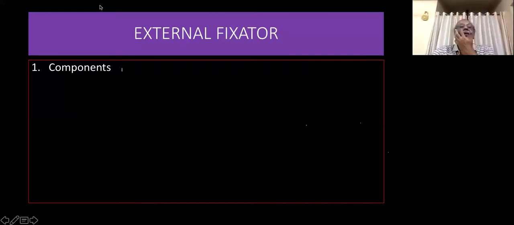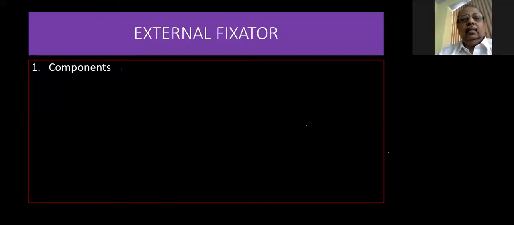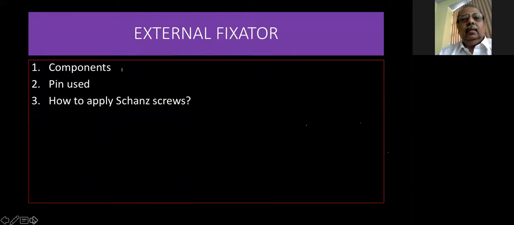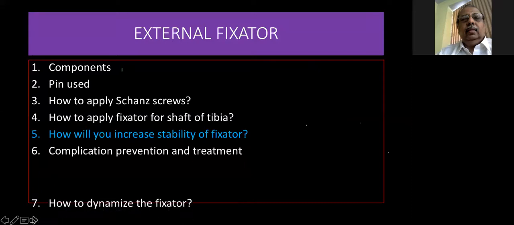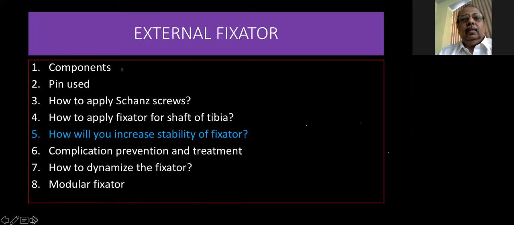Okay. So these are the common questions that are asked. One is the components of the external fixator, the pins that are used, how to apply the shank screw, the shank pins, how to apply the fixator for the shaft of the tibia. When there is a mid shaft fracture of the tibia, the procedure of applying an external fixator to the shaft of the tibia. Then how will you increase the stability of the fixator? The complications, how will you prevent and treat the complications? How will you dynamize the fixator?